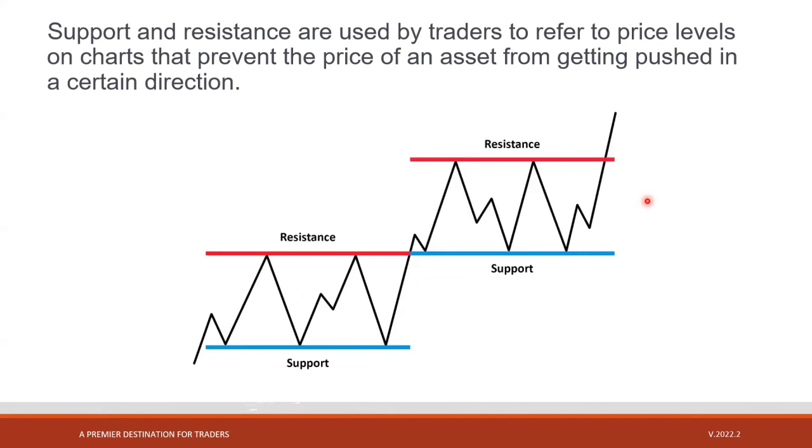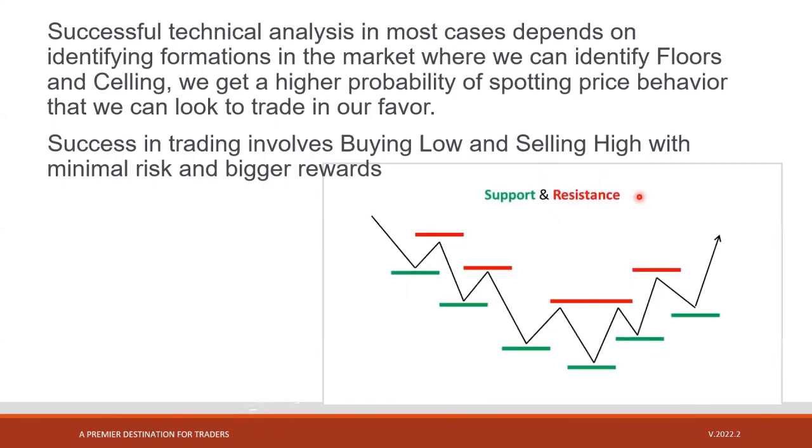So this is a rough understanding of what support and resistance is. Now, successful technical analysis in most cases depends on identifying formations in the markets where we can identify floors and ceilings, and then we can get our probability higher of spotting price patterns that could give us favorable trades. Now, success in trading involves buying low and selling high using minimal risk and higher potential reward.